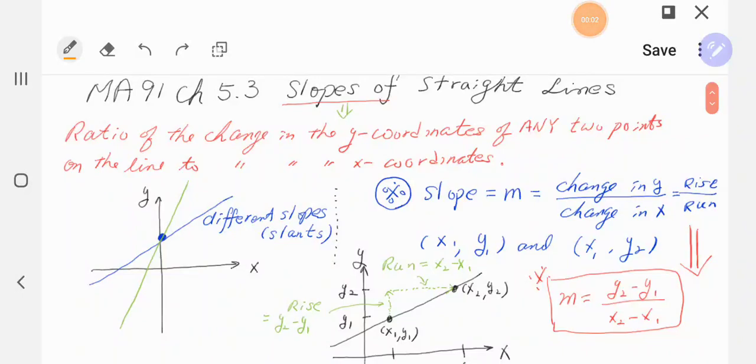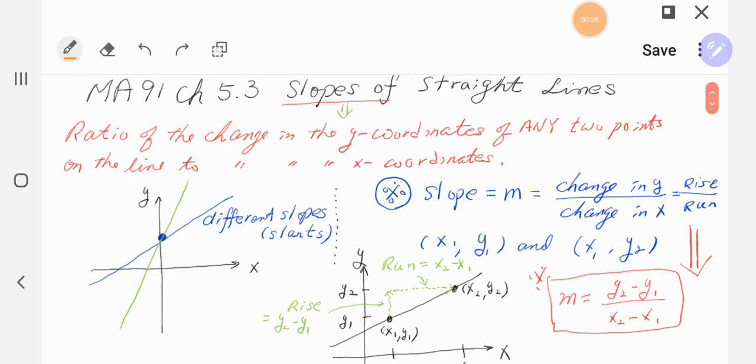Okay, chapter 5.3, slopes of straight lines. Slope is a really important concept on straight lines. Let's see the graph on the left hand side. Here is a point. Based on this point, there are two lines, the blue line and the green line. The blue line and the green line have different slopes.